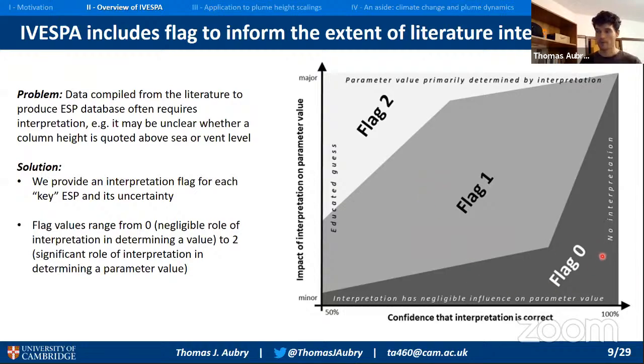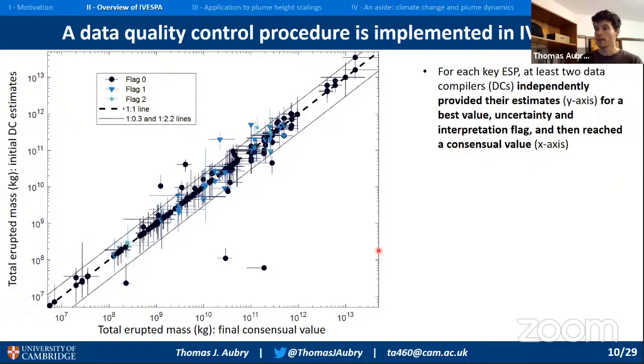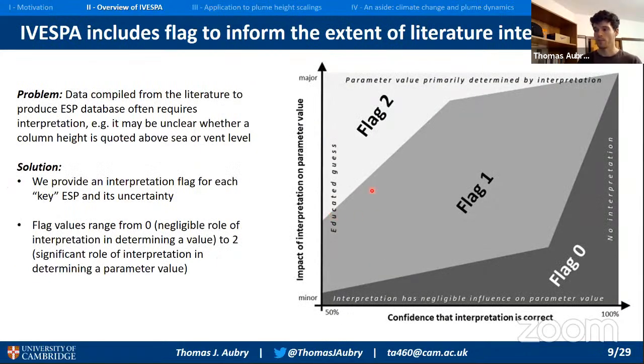And so overall, flag 0 is when we had little interpretation to do, or when the interpretation had little impact on the parameter value. Whereas flag 2 is when we have a lot of interpretation to do, sometimes even educated guesses, or when even a small interpretation had a big impact on the parameter value. Yeah, I can come back to the interpretation flag later if needed.